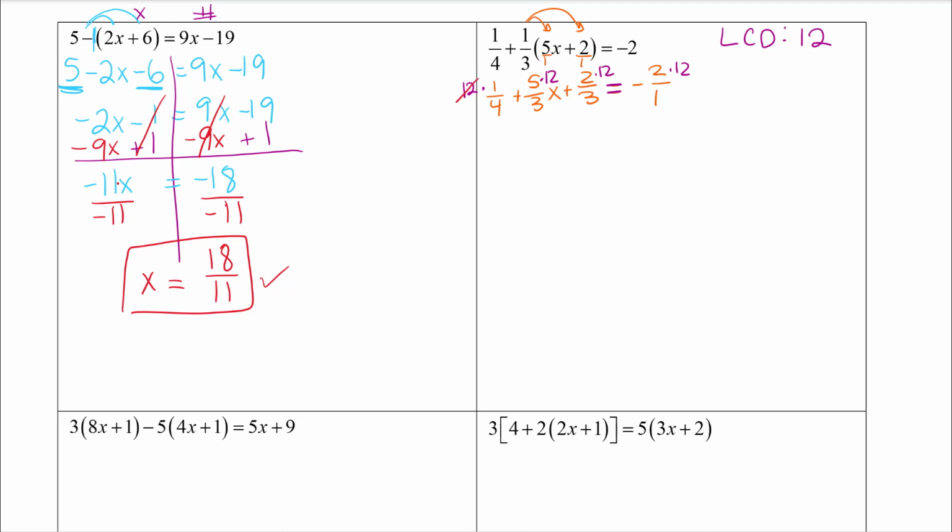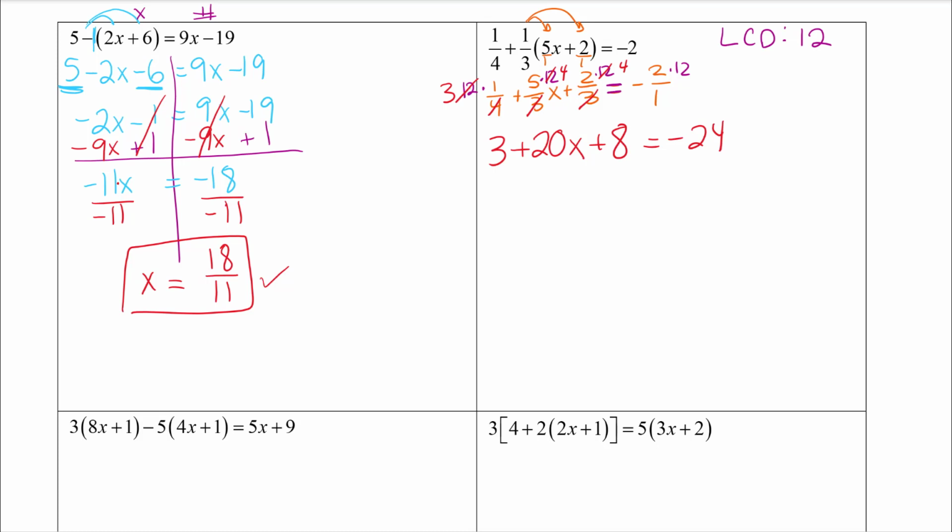12 divided by 4 is 3, and then I have just 3 times 1 is 3. 3 and 12 divide 4, and 4 times 5 is 20x. 3 and 12 divide into 4, and 4 times 2 is 8. And 12 and 1, that's still just 12, so -2 times 12 is -24, divided by 1 is still -24. In one step, I was able to get all of those fractions to turn into whole numbers.